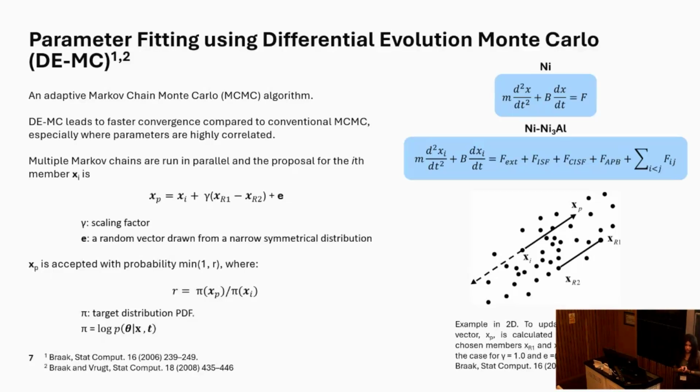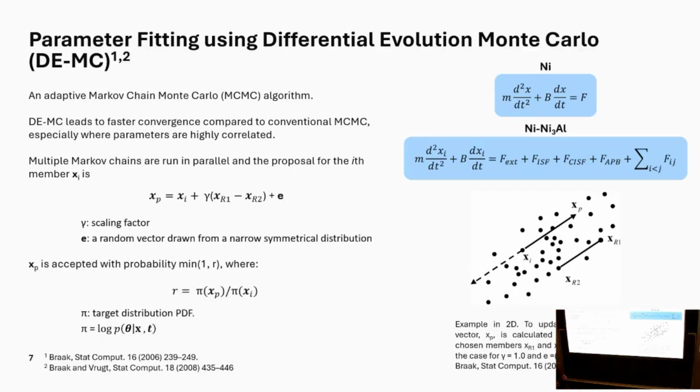Because we're also interested in quantifying the uncertainties in our parameters, we use this sampling approach, and the specific scheme we use is called differential evolution Monte Carlo. This is an adaptive MCMC approach. The reason we use it is because it converges a bit faster in situations where we have highly correlated parameters, which, as we'll see, we do.